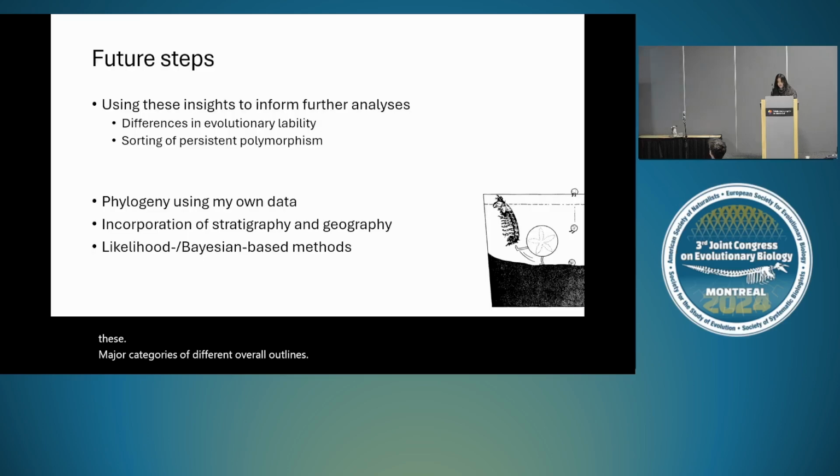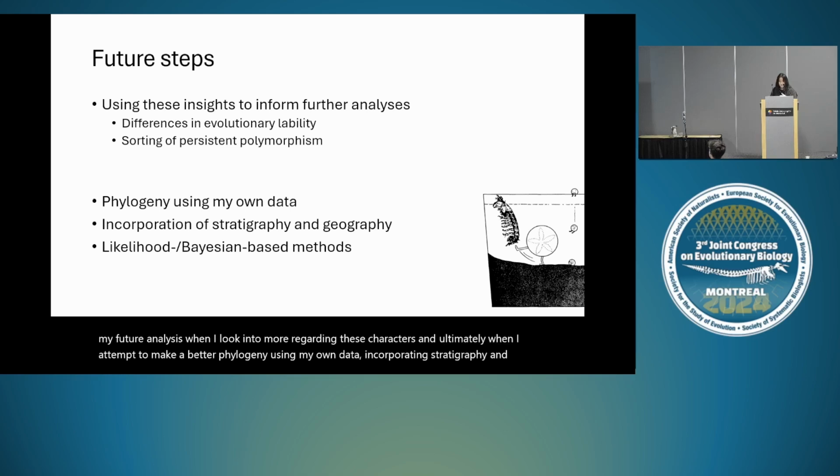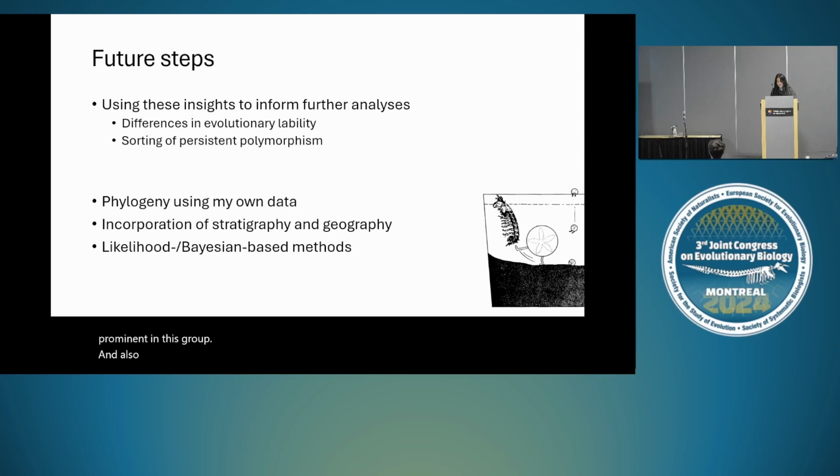So to conclude, I'm hoping to integrate these together and use them to inform my future analyses when I look into more regarding these characters, and ultimately when I attempt to make a better phylogeny using my own data, incorporating stratigraphy and geography, incorporating likelihood and Bayesian-based methods, and I didn't mention it right here, but I would love to incorporate the intraspecific variation because it seems very prominent in this group, and also, rate variation as we've discussed today.